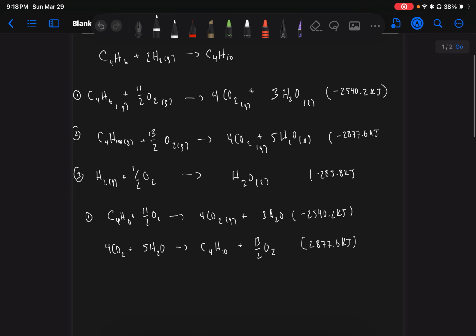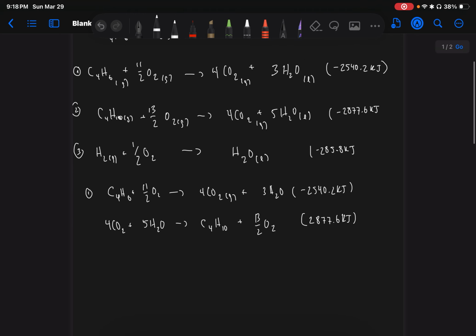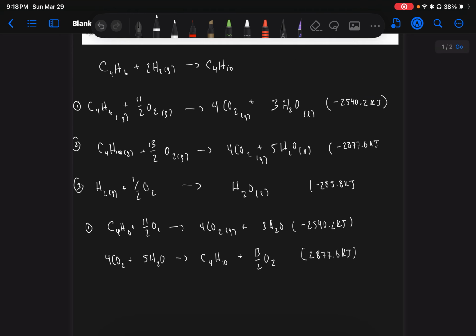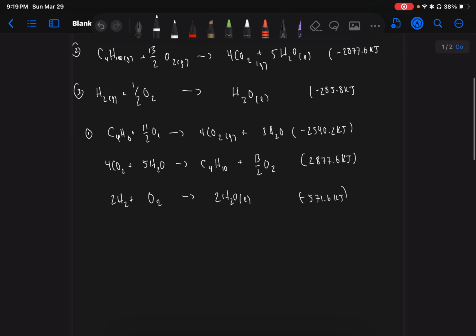Nice. Now what's the last one? We need H2 on the left. However, we need 2 H2, so we have to multiply this one by 2. So if we multiply negative 285.8, okay, nice. So now we just gotta make sure these cancel out.